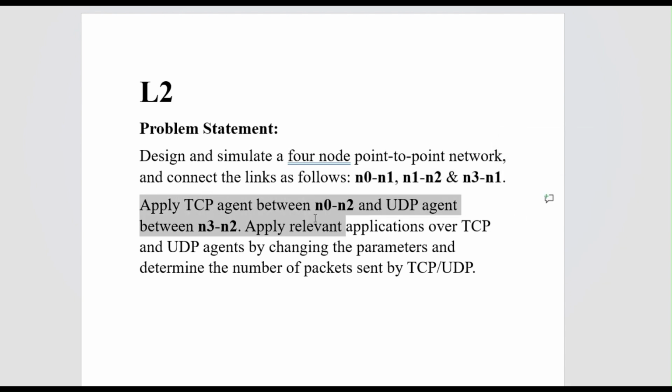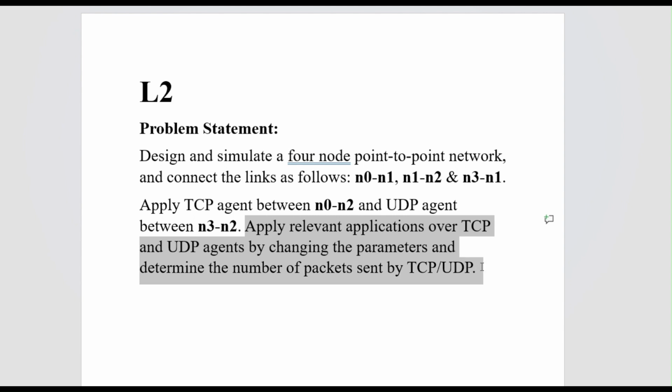Then apply a TCP agent between N0 to N2 and a UDP agent between N3 to N2. So this network topology I will show in the coming part. You need to just look at all the nodes properly and try to visualize it. So apply the relevant application over TCP and UDP agents by changing the parameters and determine the number of packets sent by TCP or UDP.